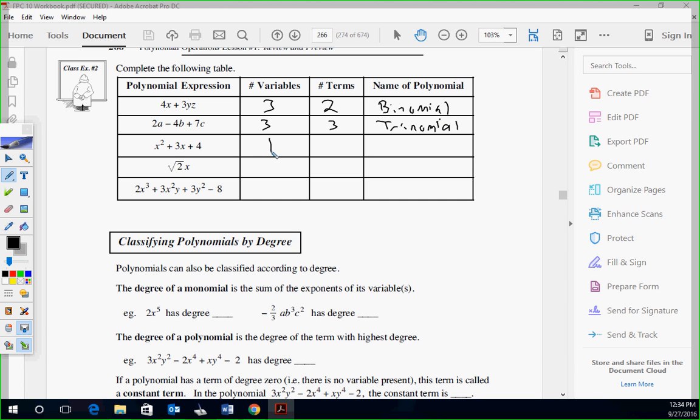So back to a question I got a second ago. Are x squared and x different variables? It's not. It's the same variable, just one's squared and one's not. So in terms of variable, it's not. Are they different terms? Yes, but they're not different variables. So just one variable there. Okay, good. And then Aiden, what about your terms? 3. Trinomial, perfect. Okay, we'll come down here. Caleb, so root 2x.